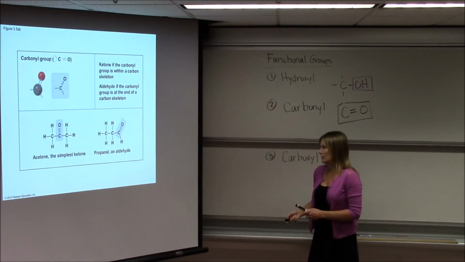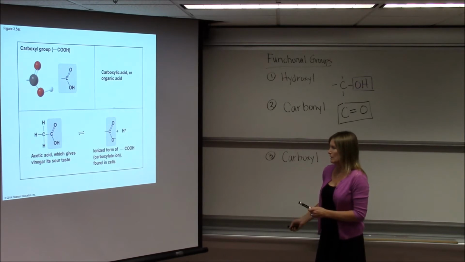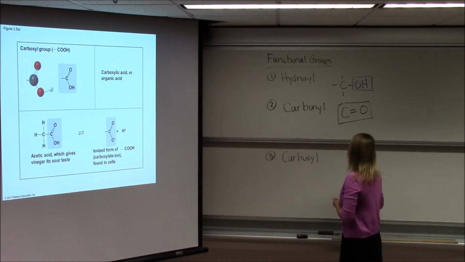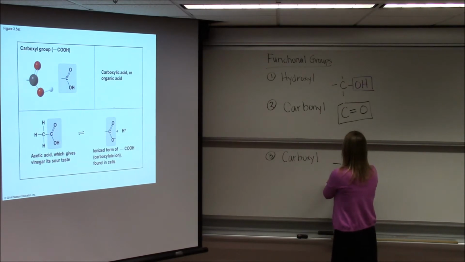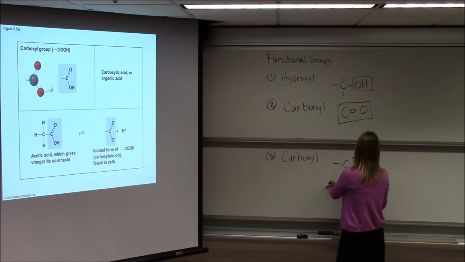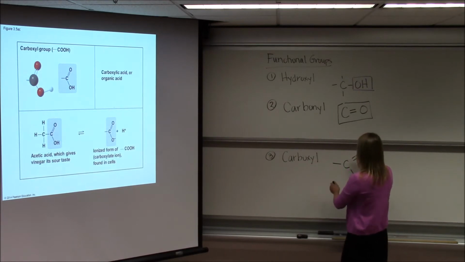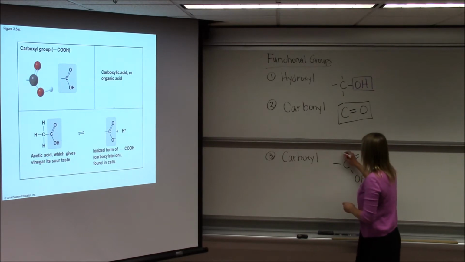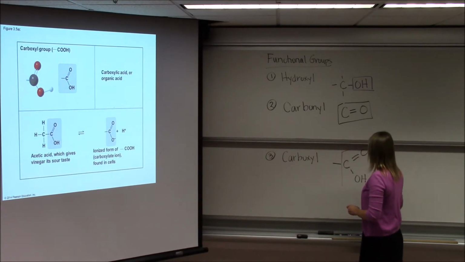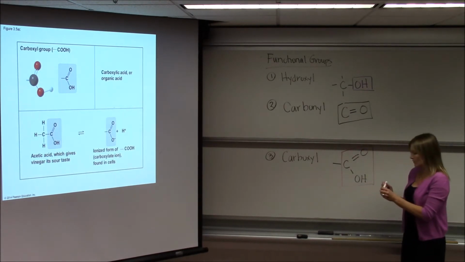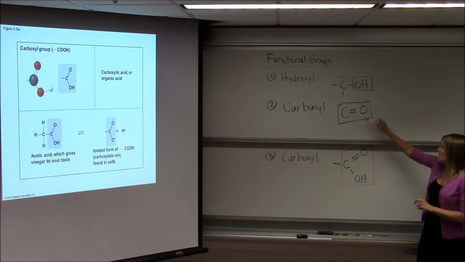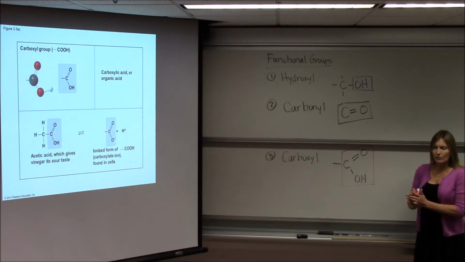Let's look at a carboxyl group. This is a carboxyl group. It's always at the end of a molecule, and it is a combination of the two. So we've got the carbon double bonded to an oxygen, and then we've got the hydroxyl group. But when this all is happening together, this whole thing is called a carboxyl group. So of all the functional groups we're going to look at, these three look the most similar to each other.